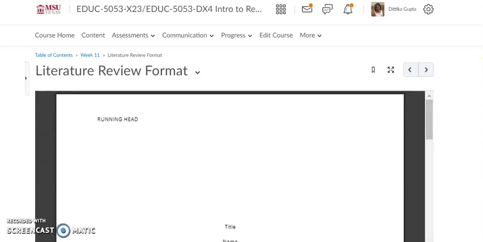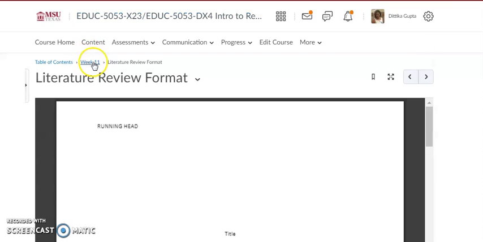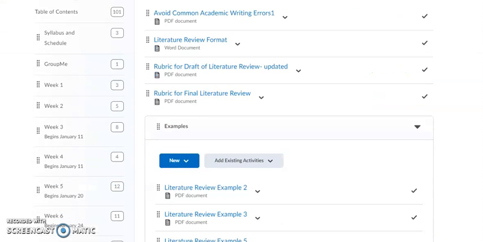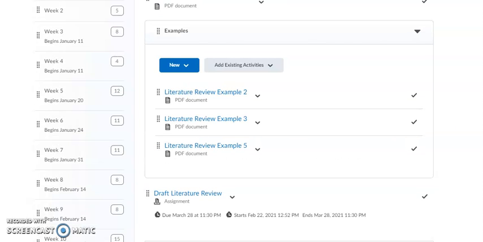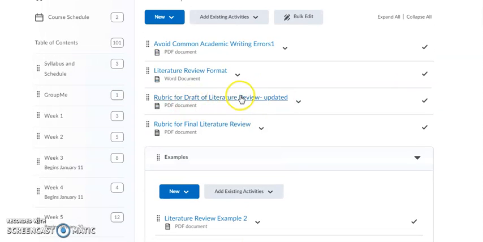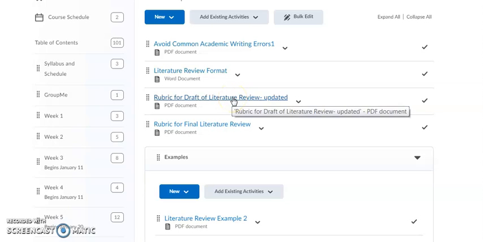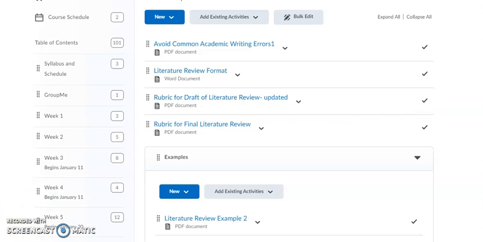This is in a Word document. You can download it and change the font to 12-point Times New Roman, and then you can work on your literature review, combining the different things. Your literature review is due March 28th by 11:30 p.m. in the Dropbox. Here is the Dropbox. Here are the various examples you can use. And here is the rubric that is going to be used to grade the draft of the literature review. If you have any questions, don't hesitate to ask. Best of luck, and I look forward to reading your drafts.